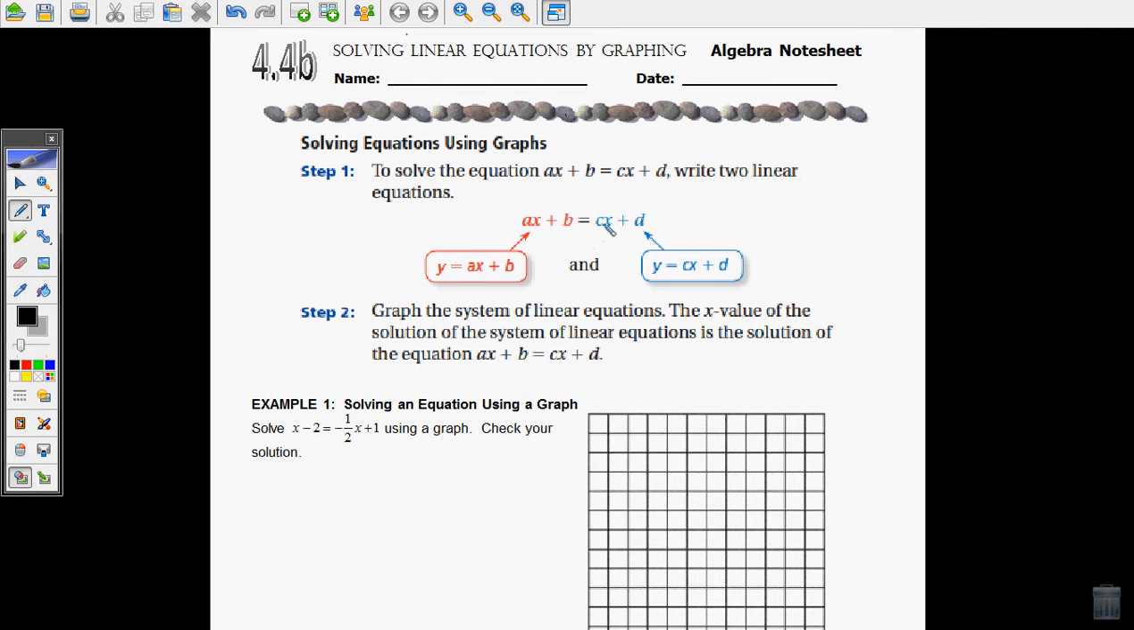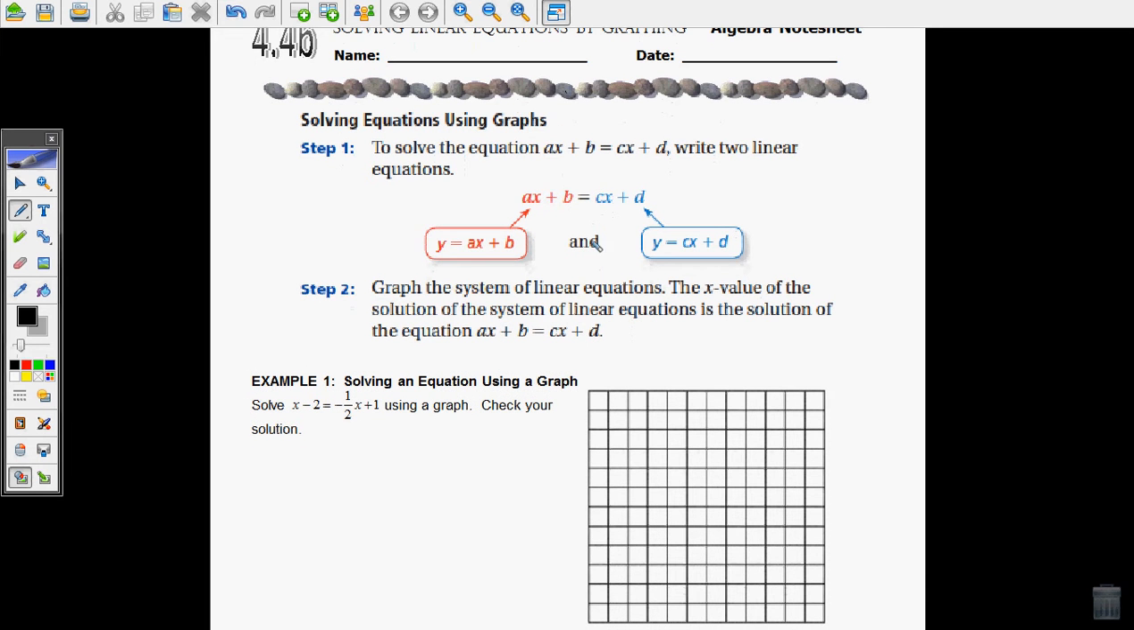It's 4.4b, solving linear equations by graphing. Alrighty. So what we're looking at today is basically this idea where you have an equation with, say, 2x plus 3 equals 4x minus 5. And we could get all the like terms on one side and all the numbers on the other side, and we could solve it for x. But what I want to do is instead solve this using graphing.